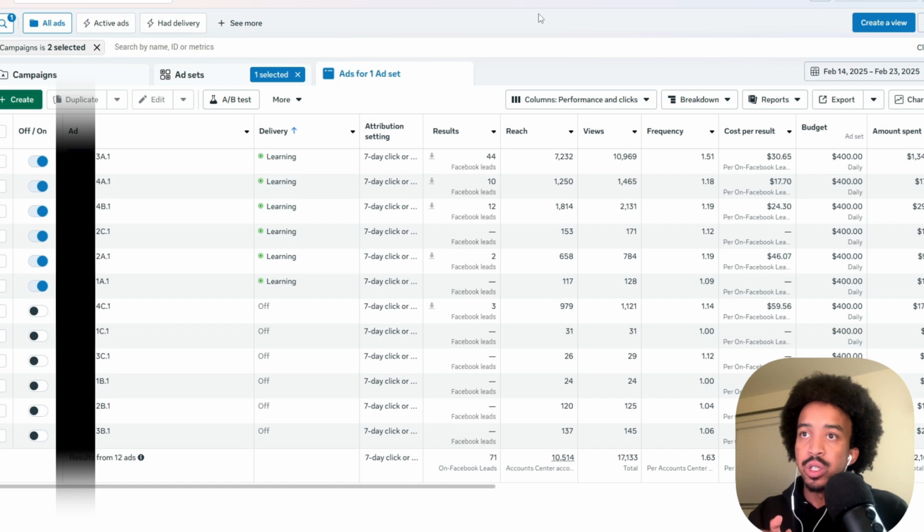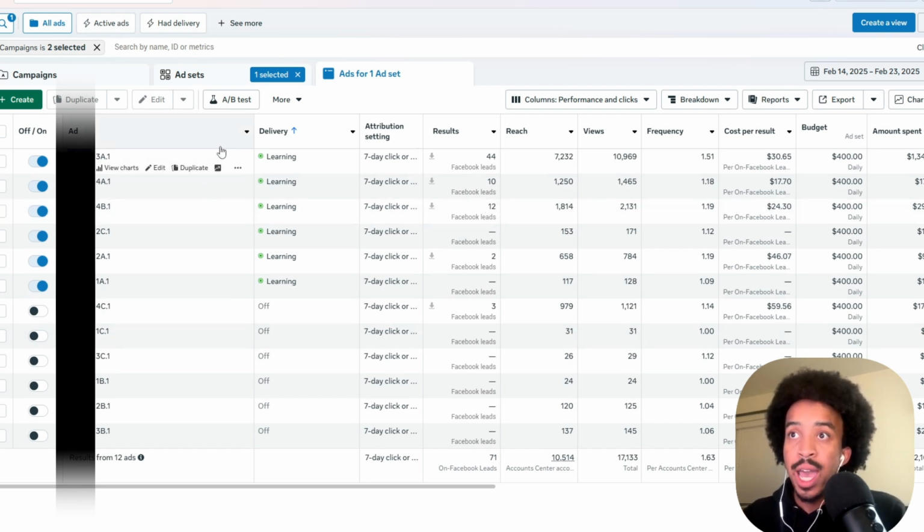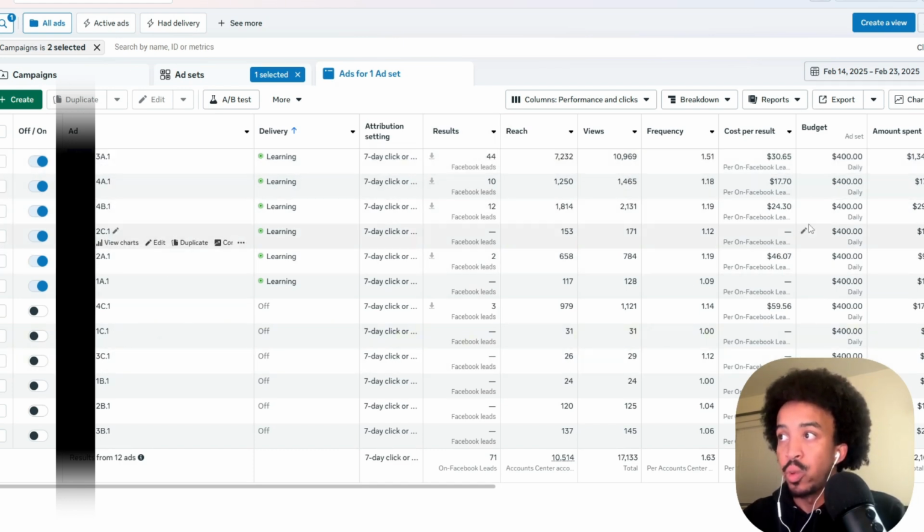But this is essentially all that I did, and this is the difference between me and the other ad manager: they didn't have a lot of different creative variations. Because they were so limited in what they were running with their ads, they weren't able to see the different results that they can get to this point.